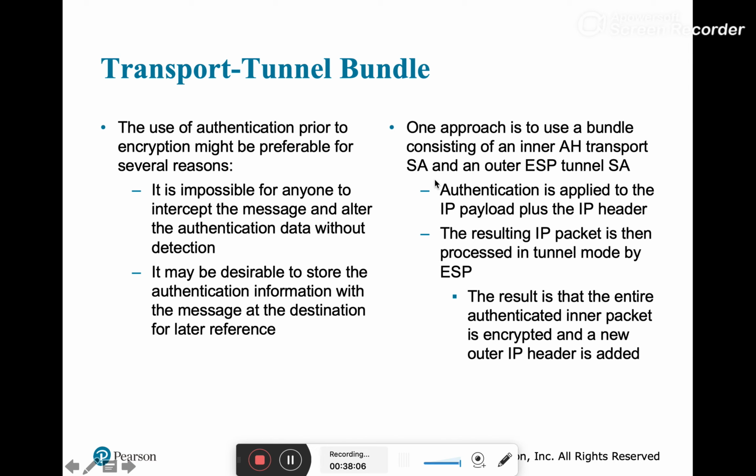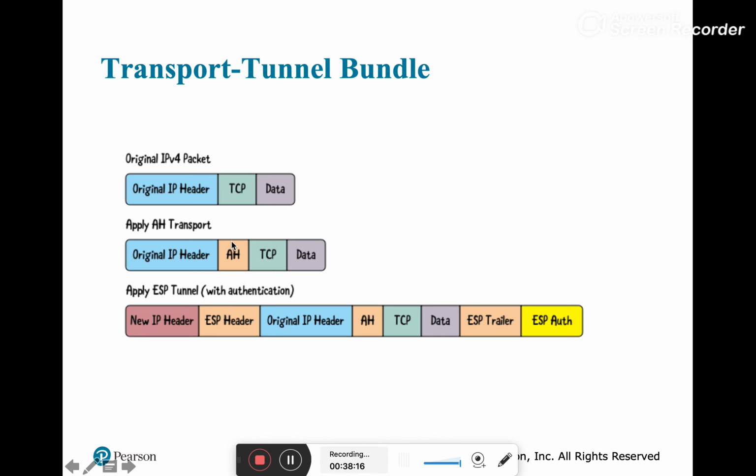If we want to use authentication before encryption, one approach is to use a bundle consisting of an inner AH transport SA and an outer ESP tunnel SA. Inner is transport and outer is tunnel, like this. Inner is transport AH: we apply AH in transport mode to the original packet. We insert the AH header between the original IP header and the TCP header. And then we create a tunnel.